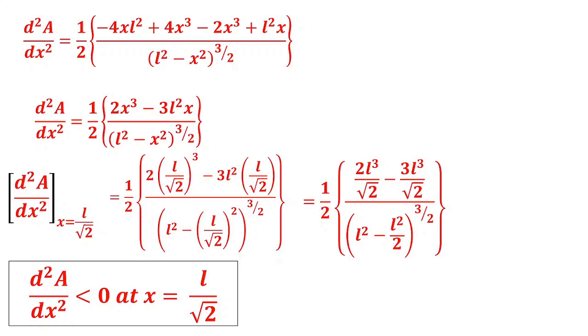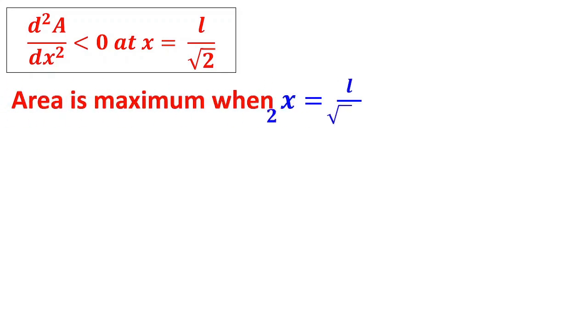L cannot be negative. It is a hypotenuse, and denominator cannot be negative because L square by 2 whole power 3 by 2, that also cannot be negative. Therefore, d square A by dx square is less than 0 at x is equal to L by root 2. What is the conclusion? Area is maximum by the second derivative test when x is equal to L by root 2.